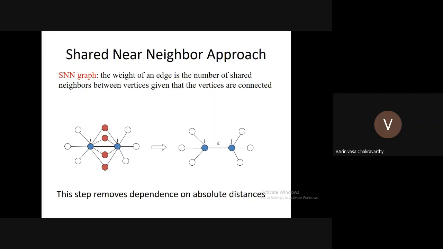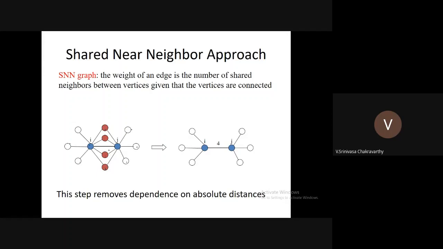For this we construct what is called a shared nearest neighbor approach. So how does it work? In a graph, every node has some neighbors, that is the other nodes to which it is connected. So look at this little graph segment. Look at these two nodes, I and J, which are colored in blue. I is connected, among others, to these four red or brown colored nodes. J is also connected to the same brown colored nodes.